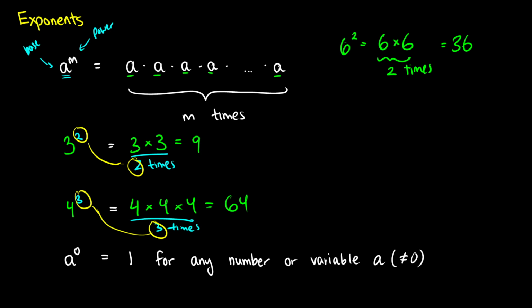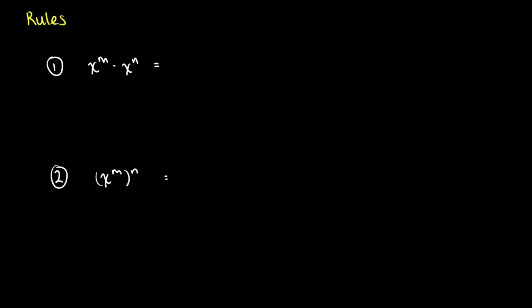Okay, now here's another little rule. If we have any number to the power of 0, that equals 1, as long as that a value is not 0 itself. So if we have something like 3 to the 0, that equals 1. If we have something like 69 to the 0, that equals 1. The only thing that is not equal to 1 is 0 to the 0, and that is indeterminate. So it's just the basic definition of exponents. You probably already understand this a little bit. What's more interesting, though, are the rules.